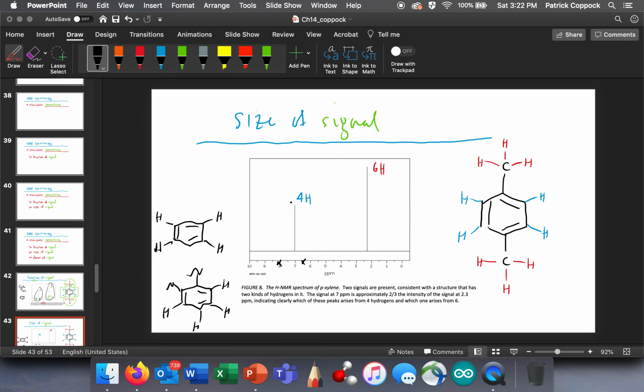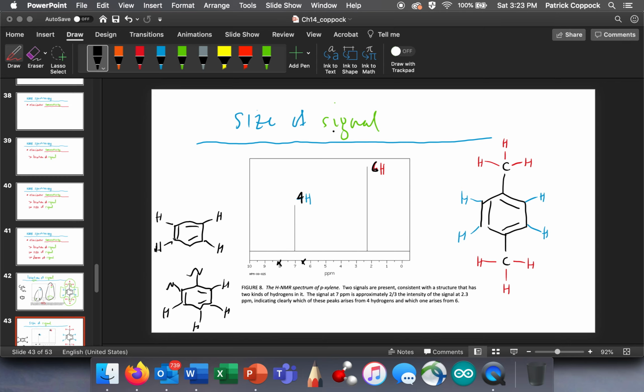Since this signal has a 4 next to it. Oftentimes, when you're given an NMR spectrum, the size of these signals will be integrated for you. This one's not, so I put them on there. But usually they are. So if we had a 4 here, we go, well, there's 4 hydrogens on a benzene ring. And we have 6 down here. And we'd say, well, there's 6 hydrogens that are not on a benzene ring.